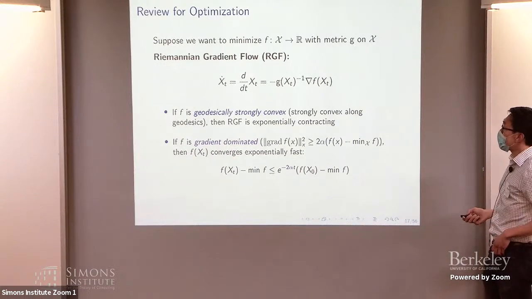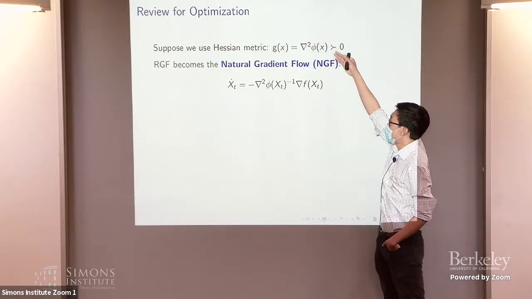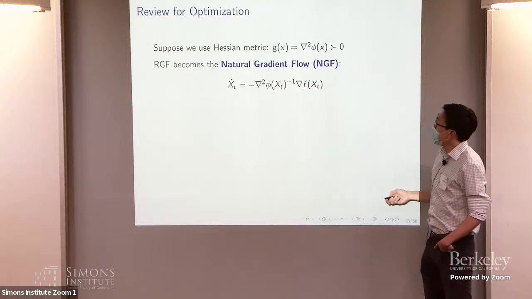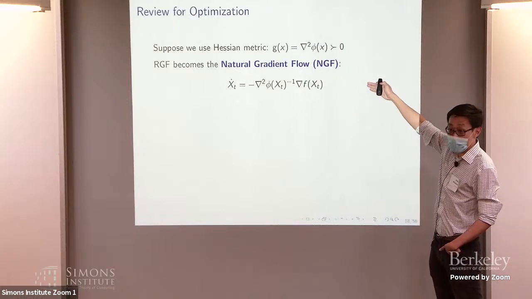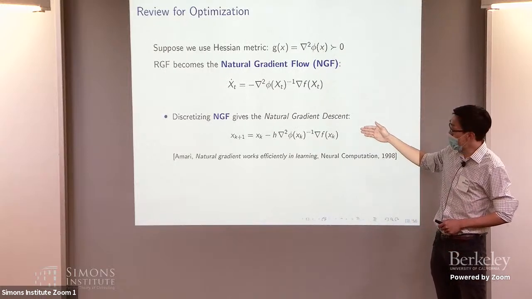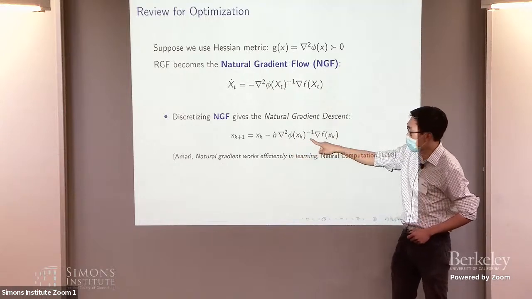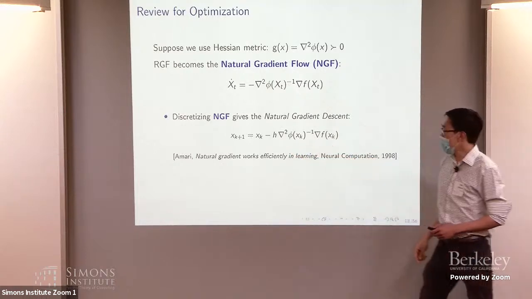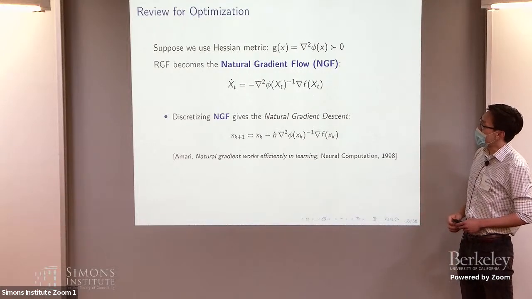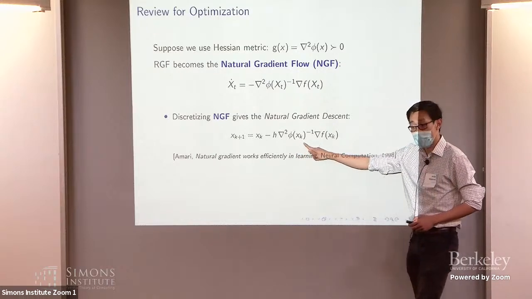And then it turns out that a nice case is when we have a Hessian metric. This is what's called a natural gradient flow, usually in the literature. And you can try to discretize this. When you discretize this, you get what's called natural gradient descent, where it looks like you're doing gradient descent, except that you also multiply by this inverse Hessian, the inverse metric. This was studied by Amari, for example. But one of the issues is that this algorithm requires Hessian information.